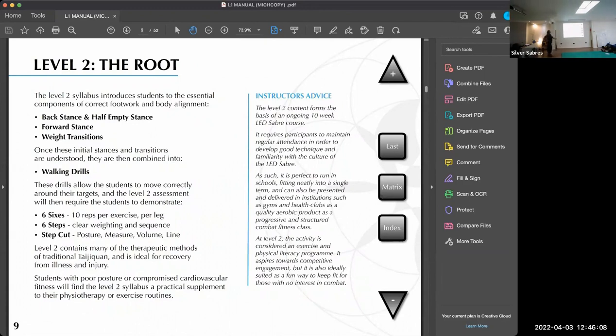The level 2 syllabus introduces students to the essential components of correct footwork and body alignment. That is the back stance and the half empty stance, the forward stance and the weight transitions between them. Once these initial stances and transitions are understood, they are then combined into walking drills. And this is a very classical Tai Chi approach. Again, this is actually the beginning of the syllabus. Level 1 is not the beginning of the syllabus.